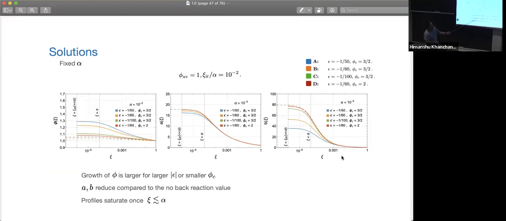And this is just showing you numerically that you can solve for phi, A, and B. For some choice of parameters, the dotted lines are the no back reaction case. And when you include back reaction, there's a significant change, a big order 1 change. A reduces, so phi grows more, A reduces, B reduces.